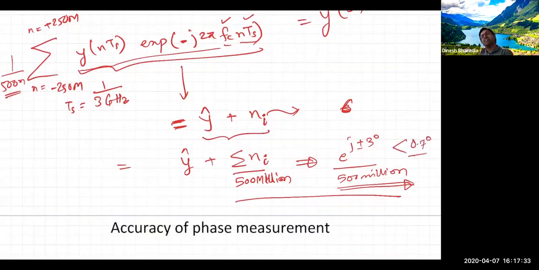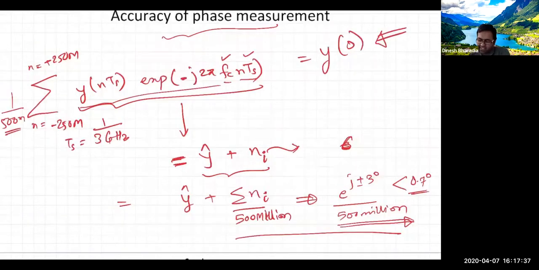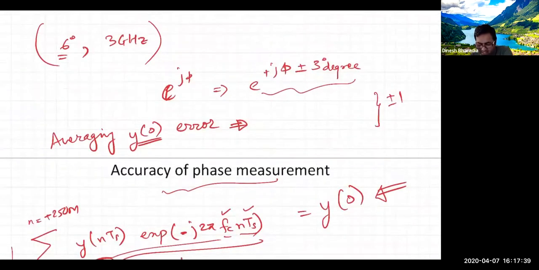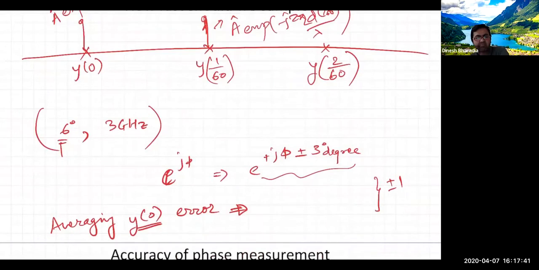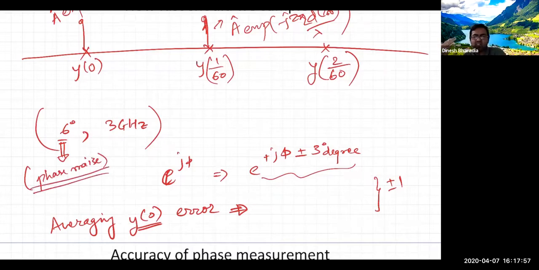And by the way, this 6 degree number which I came up with is not some random number I'm choosing. It's really how most ADCs and DACs and their phase noise behave, somewhere in this range. You don't need to know this kind of detail, but just understand that these numbers are coming from realistic hardware.